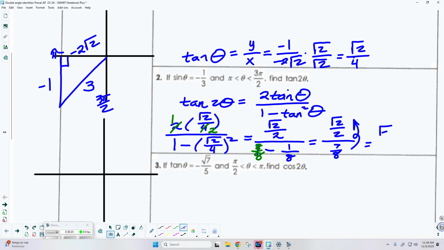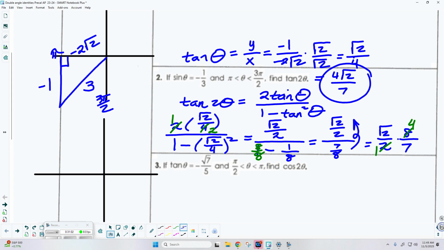So let's see here. Square root of 2 over 2 times 8/7. Okay, the 8/2 can simplify. So somebody tell me, what is tangent of 2 theta? Okay. Oh, too many people are talking at once. I can't hear. 4 square root of 2 over 7. That's it.